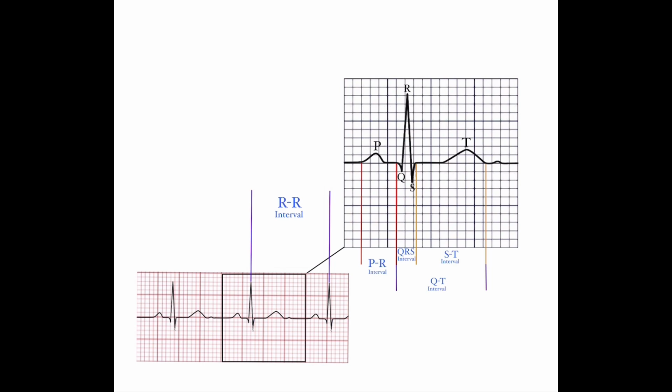Coming to segments, the PR segment is measured from the end of the P wave to the beginning of the QRS complex. And the ST segment is measured from the end of the QRS complex to the beginning of the T wave.